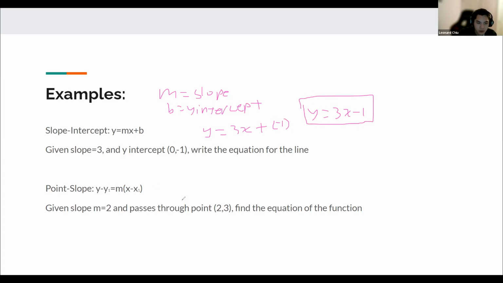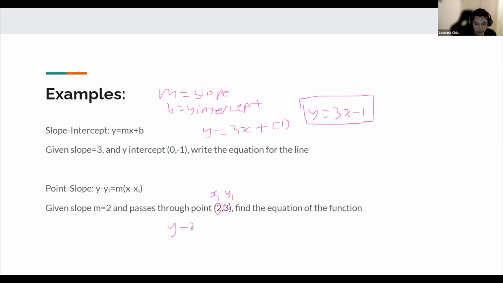Now for the point slope method. So again, slope is m right here, and then we have a point (2, 3). Now we're just asking for the equation of the function in this form. So remember, this right here can be x1, and this right here can be y1. So we just plug it into the equation.